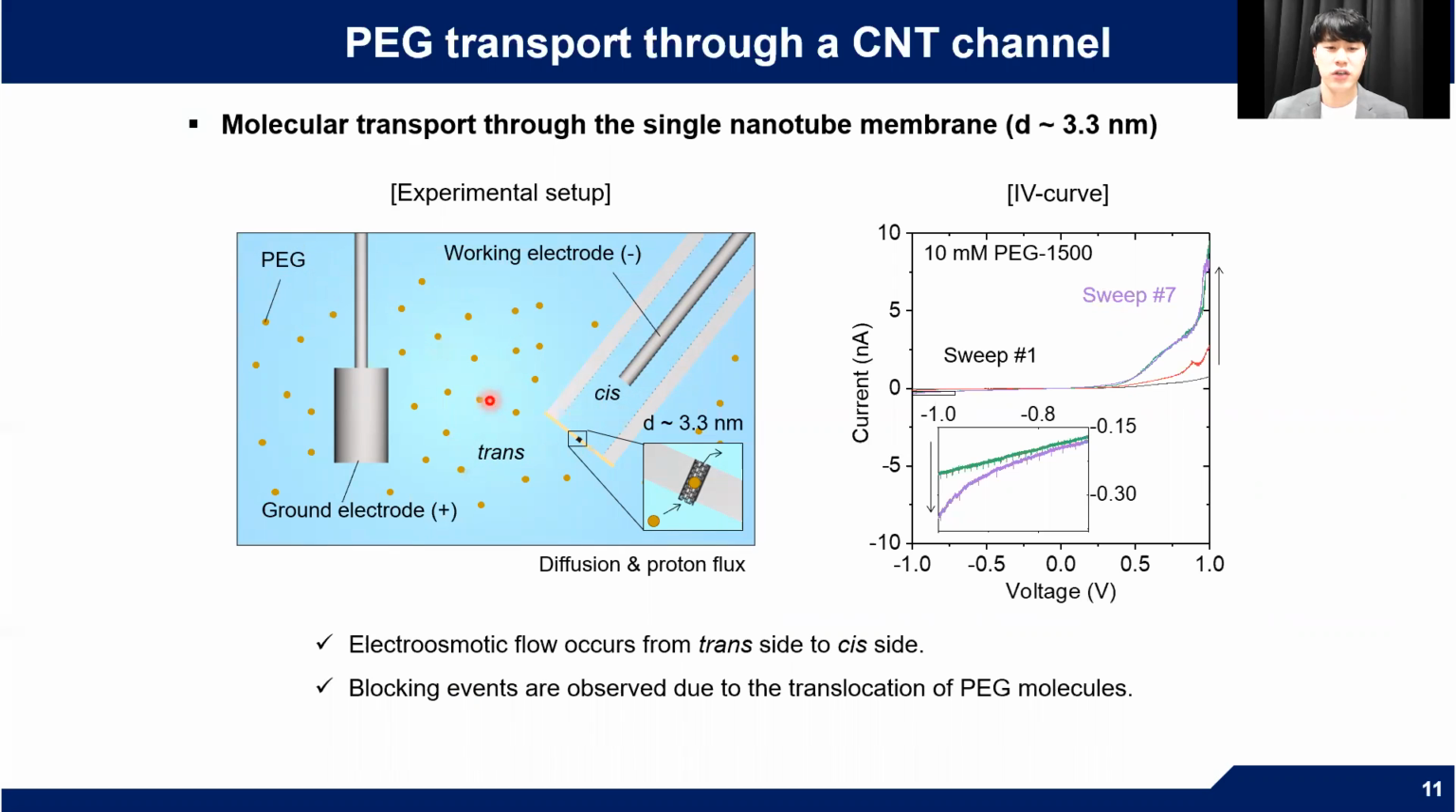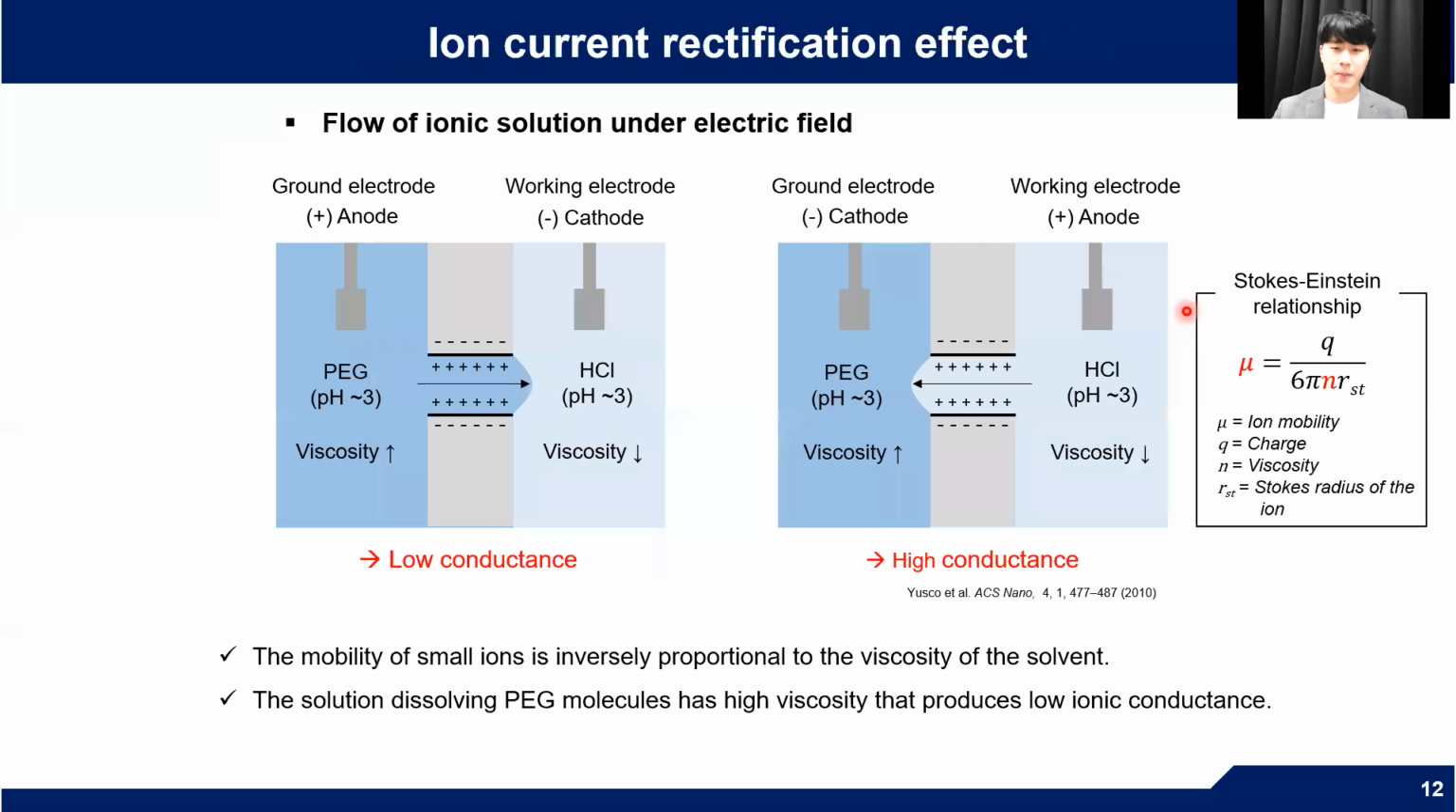And the molecules randomly diffuse near the CNT pore, and they can enter the channel by collision with the proton flux. Through the voltage ramping process, the CNT channel is also activated, and we can observe the current drop events from the PEG translocation. Interestingly, the IV curve was highly asymmetric, like diode devices.